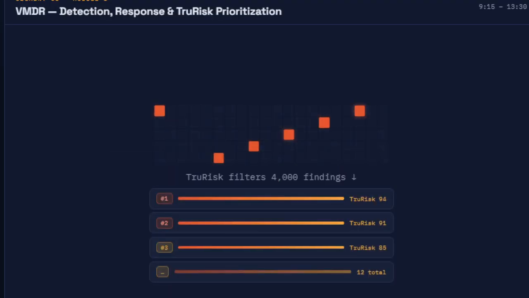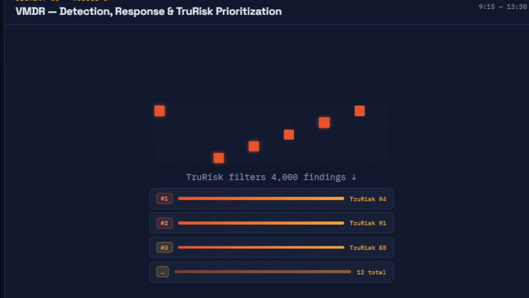A single scan can return thousands of findings. If you fixed them in the order Qualys happened to list them, you'd never get to the ones that matter most. This is exactly the problem VMDR solves. VMDR stands for Vulnerability Management, Detection, and Response, Qualys' flagship, all-in-one module that tells you which findings to fix first and helps you actually fix them.